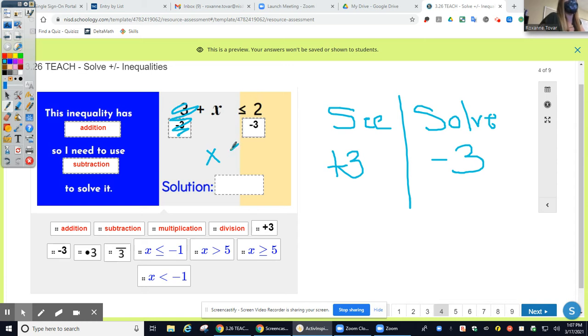We're going to repeat the inequality with a less than or equal to symbol. And 2 take away 3 is a negative 1. So we want the inequality that says x is less than or equal to -1.